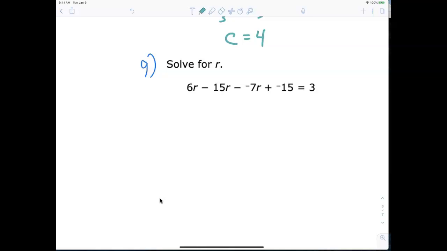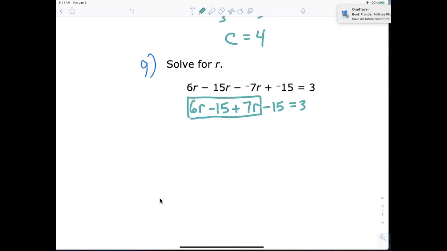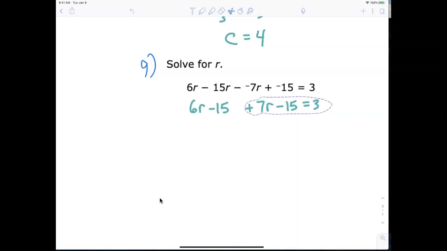Number 9, they're trying to get a little bit trickier. Again, I would just rewrite this. 6r minus 15 plus 7r minus 15 equals 3. Now we're going to combine this right here. I forgot the r. Let me correct that real quick. Yeah, it was minus 15r.